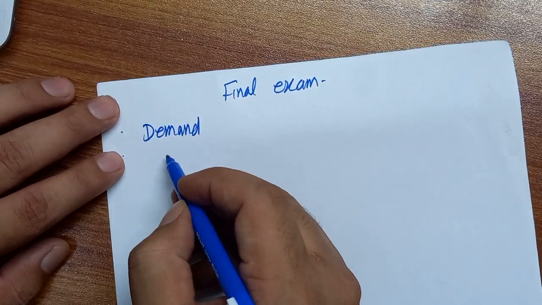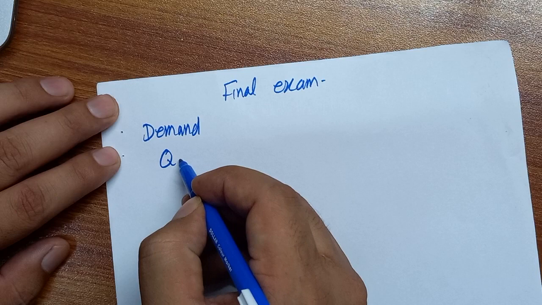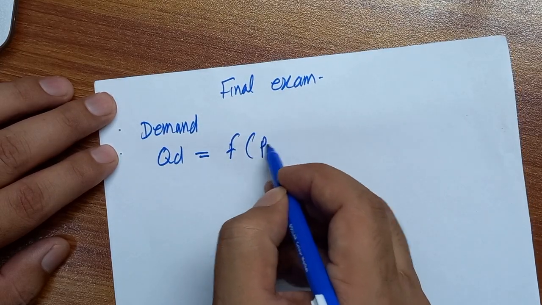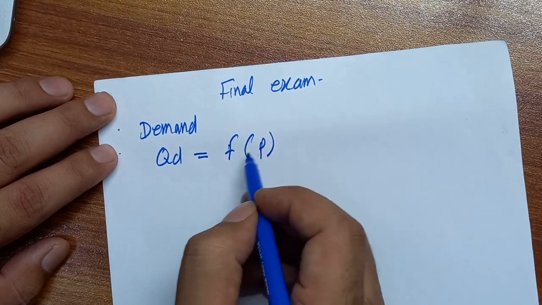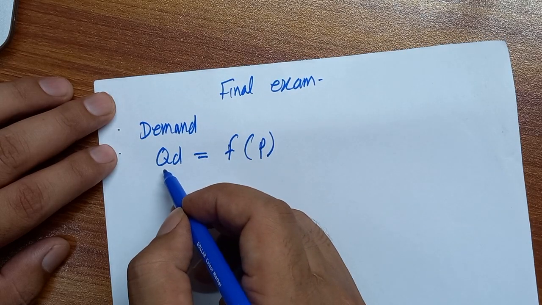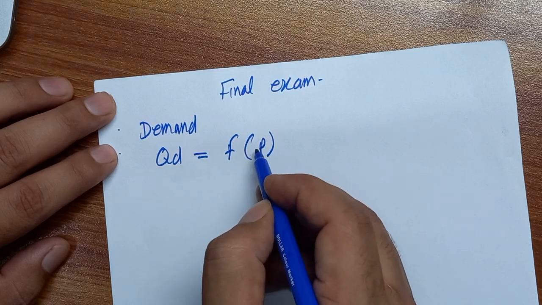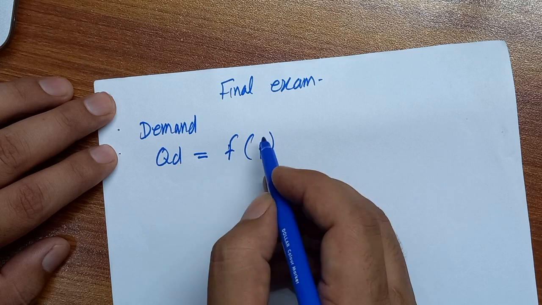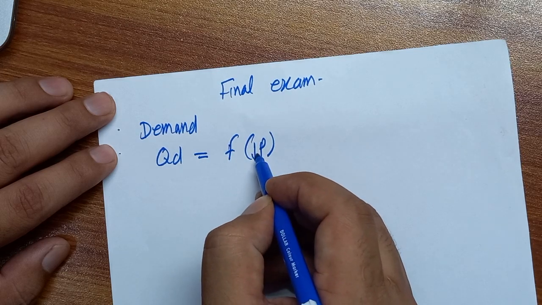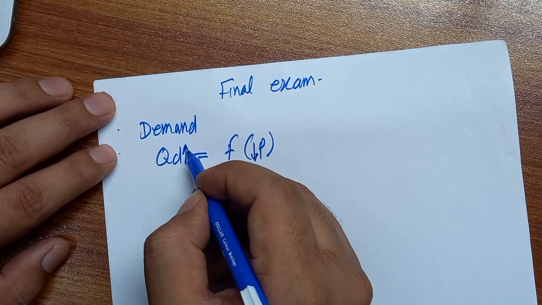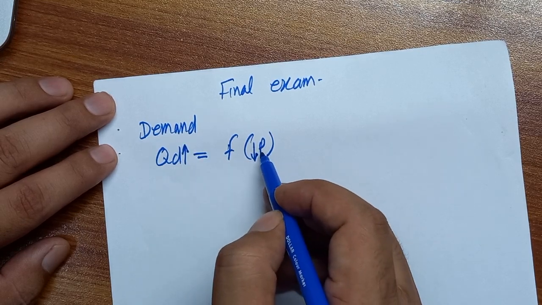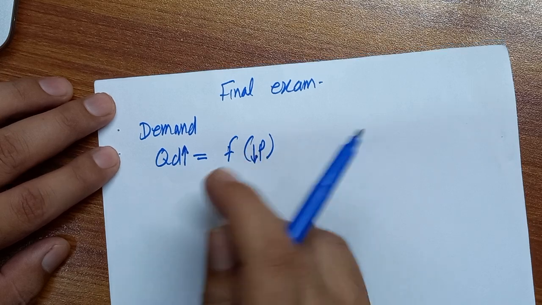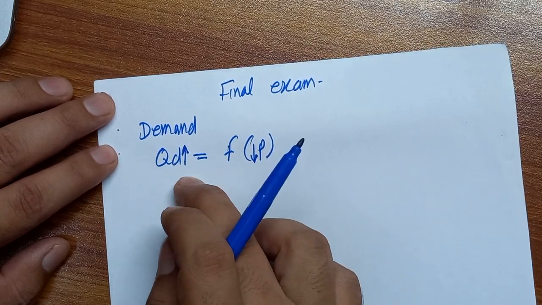You know that the law of demand says that when the price is changed, the quantity of demand will also change. So the relation between quantity of demand and price is an inverse relation. When the price decreases, the quantity of demand will increase, and if the price increases, the quantity of demand will decrease. So these have an opposite relation with each other.